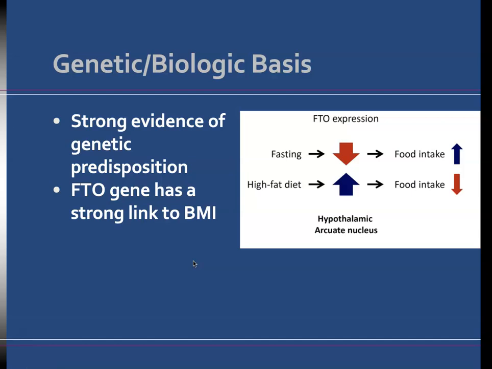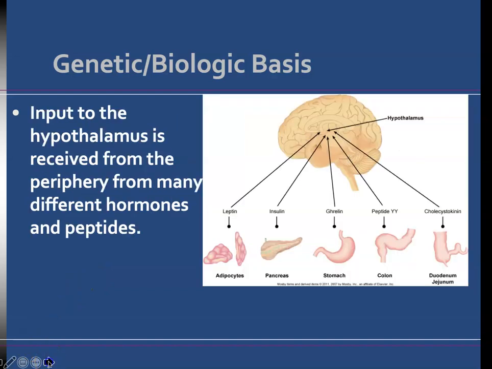There's also strong evidence of genetic predisposition, and the FTO gene has a strong link to BMI. This is how the FTO gene expresses itself. Input to the hypothalamus is received from the periphery from many different hormones and peptides. As you can see, cholecystokinin goes from the duodenum and jejunum to the hypothalamus. So if there's something wrong with the hypothalamus, then there might be a problem with weight.